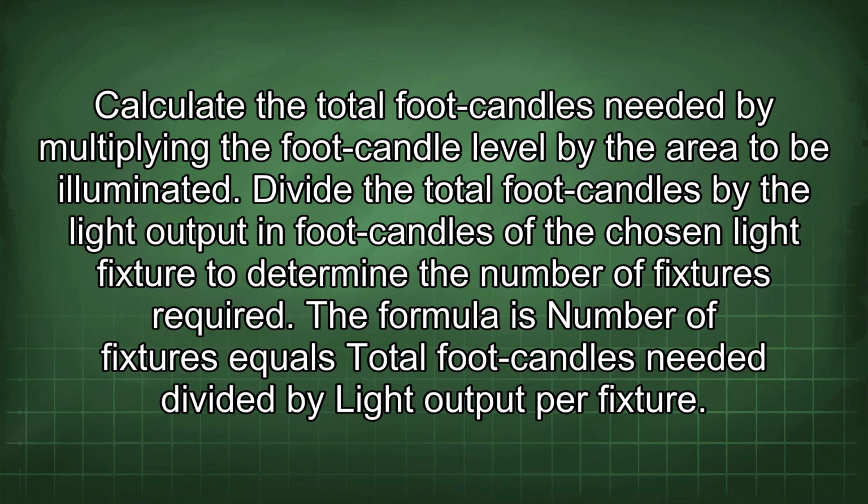Divide the total foot candles by the light output in foot candles of the chosen light fixture to determine the number of fixtures required. The formula is number of fixtures equals total foot candles needed divided by light output per fixture.